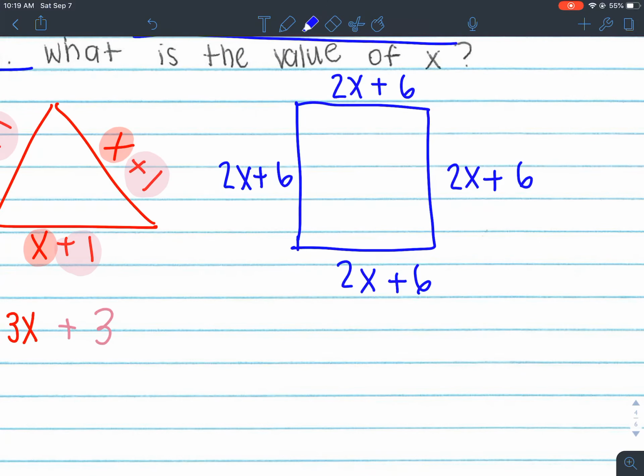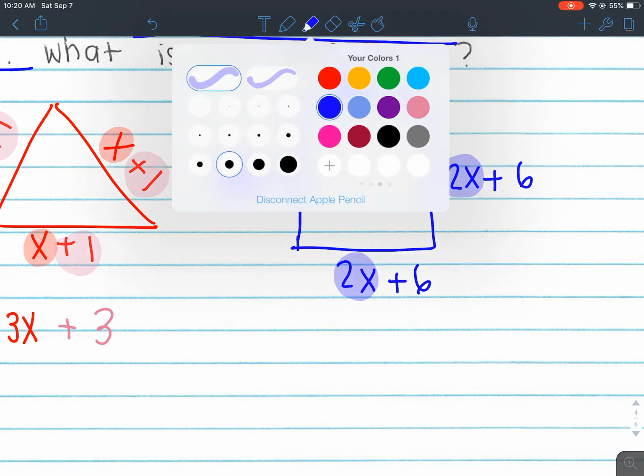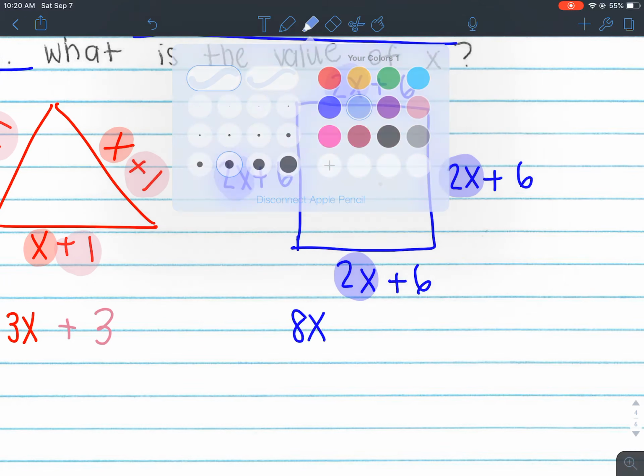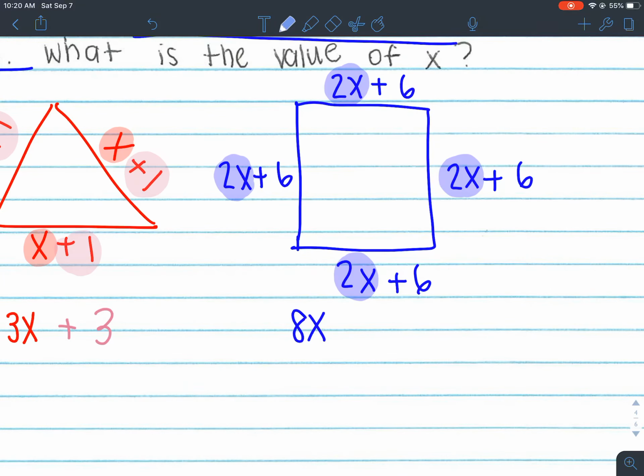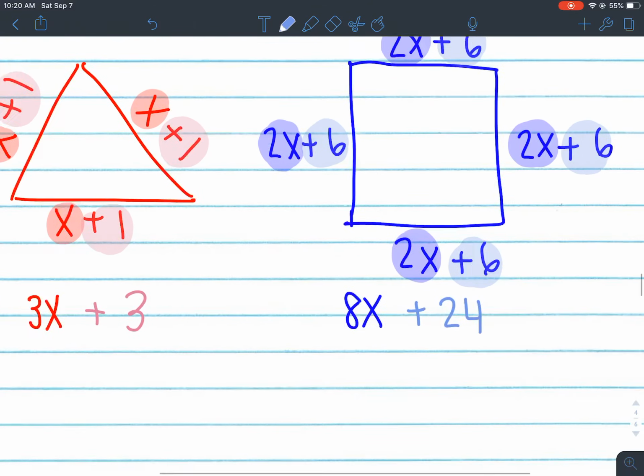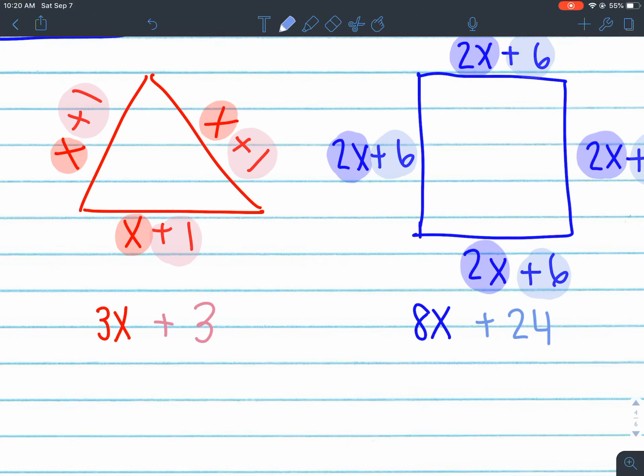Over here, I'm going to combine my like terms. I'm going to add 2x plus 2x, that's going to give me 4x, plus 2 more x, which gives me 6x, plus 2 more x, which gives me 8x. And then I have 6 plus 6, which gives me 12, plus 6 more, which gives me 18, plus 6 more, which gives me 24. So the perimeter of my square is 8x plus 24, and the perimeter of my triangle is 3x plus 3.